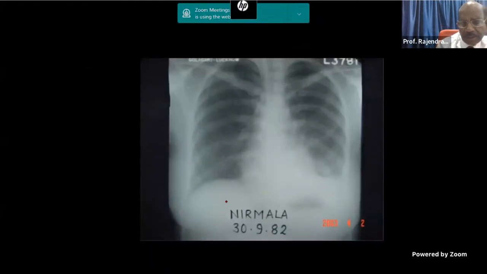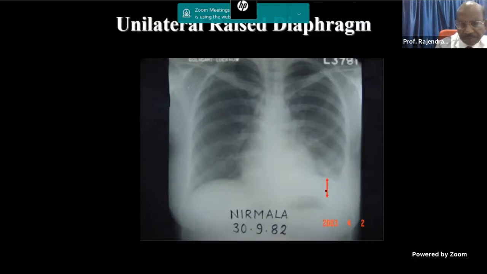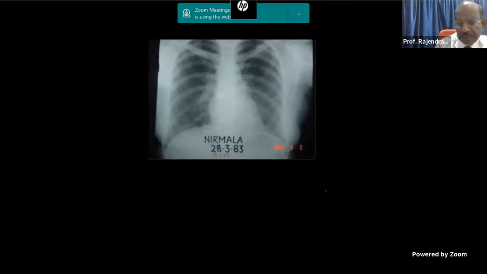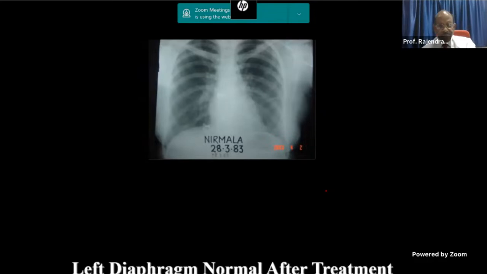Infrapulmonary effusion is another. On the left side, infrapulmonary effusion presents differently. The diaphragm appears to be quite thick, the left one. This was infrapulmonary effusion on the left side, and after the treatment you can compare that the diaphragm has become normal.